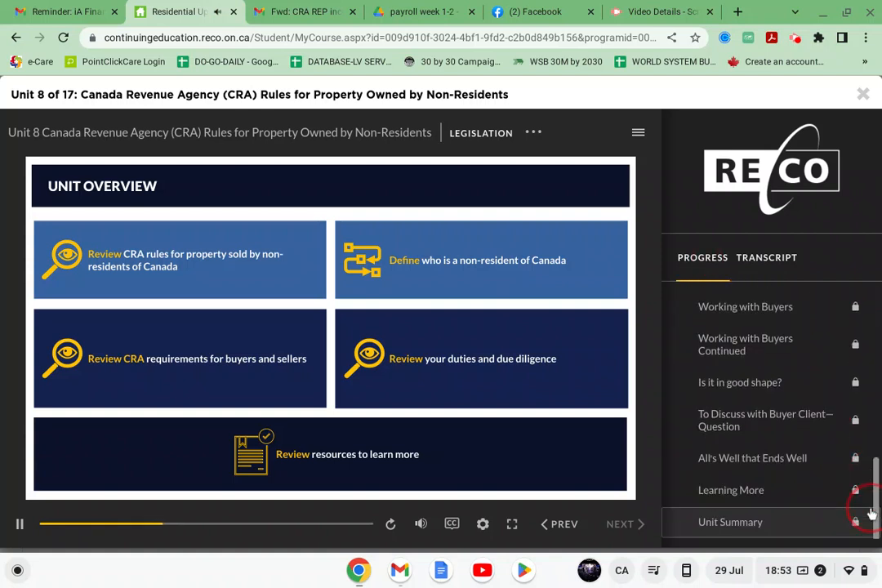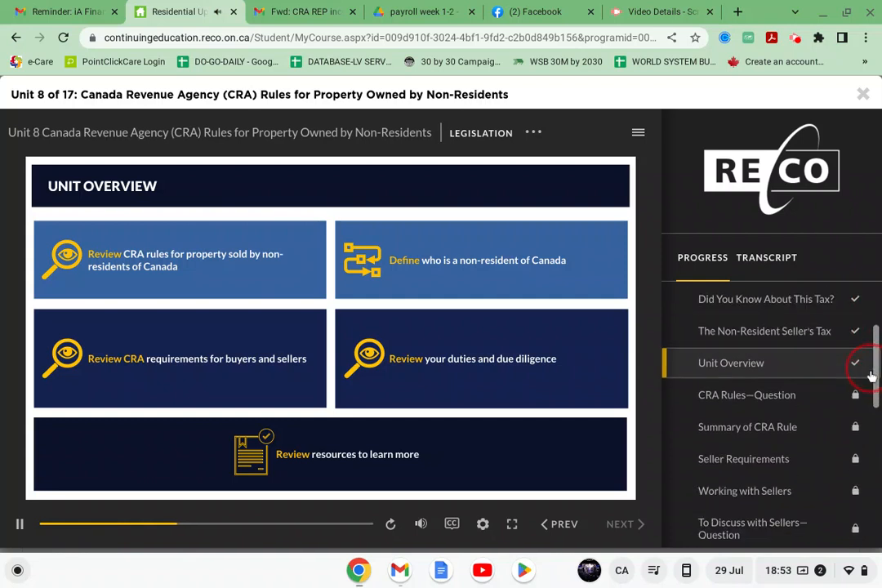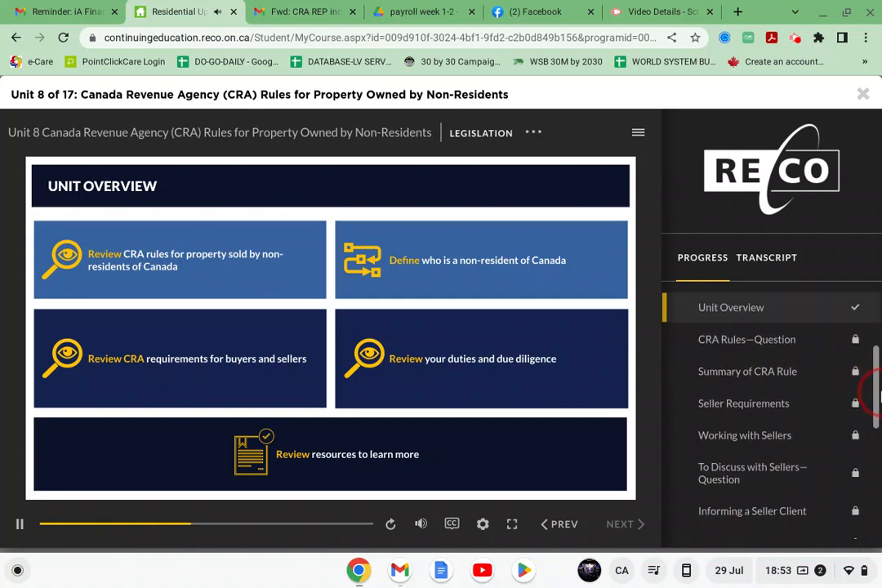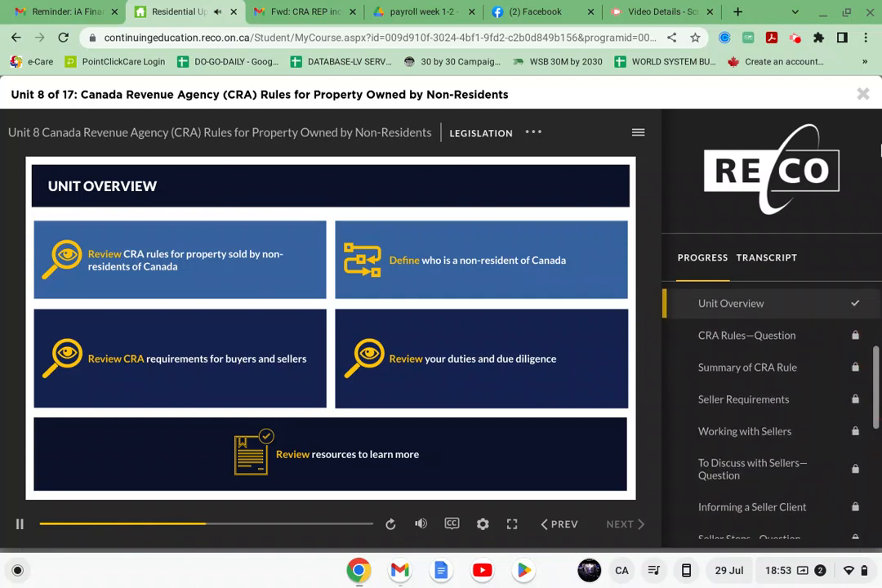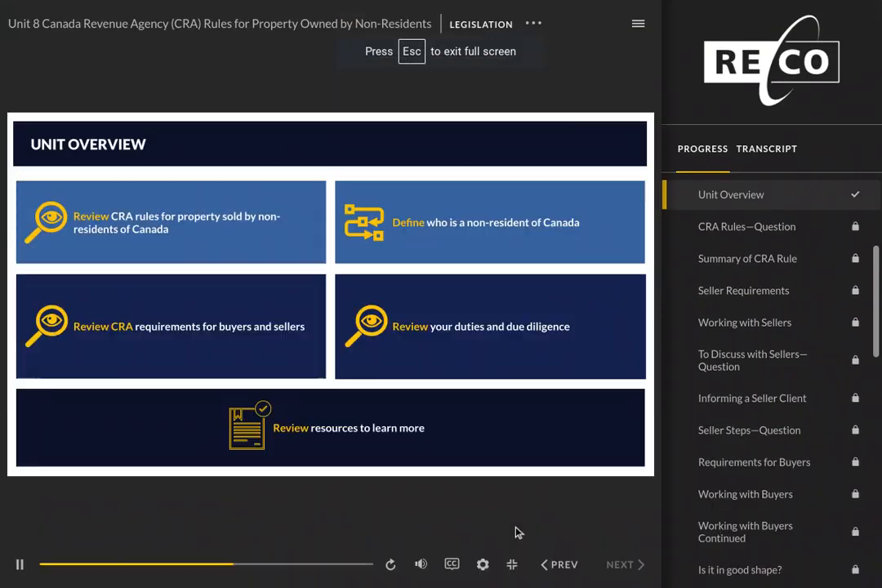We will review the highlights of Canada Revenue Agency, or CRA, requirements for selling property owned by a non-resident of Canada. Review the CRA's definition of a non-resident of Canada for the purposes of selling property. Discuss CRA requirements for buyers and sellers involved in these trades. Review your duties and due diligence steps when working with buyer and seller clients involved in this type of trade, and review CRA resources to learn more about this topic.